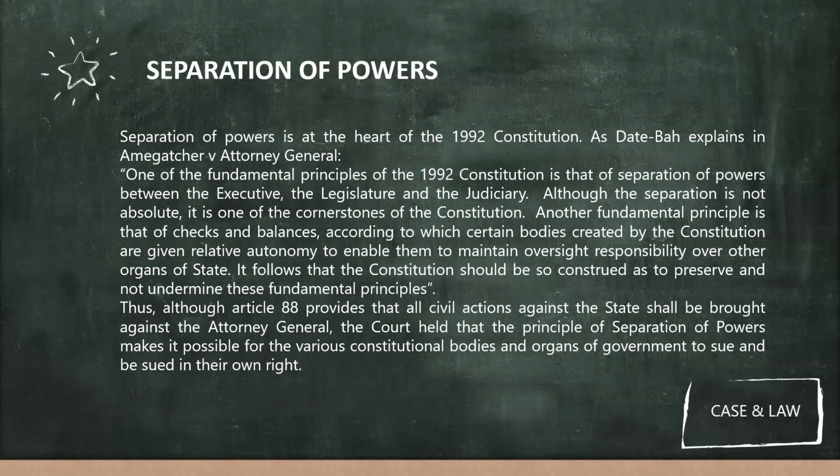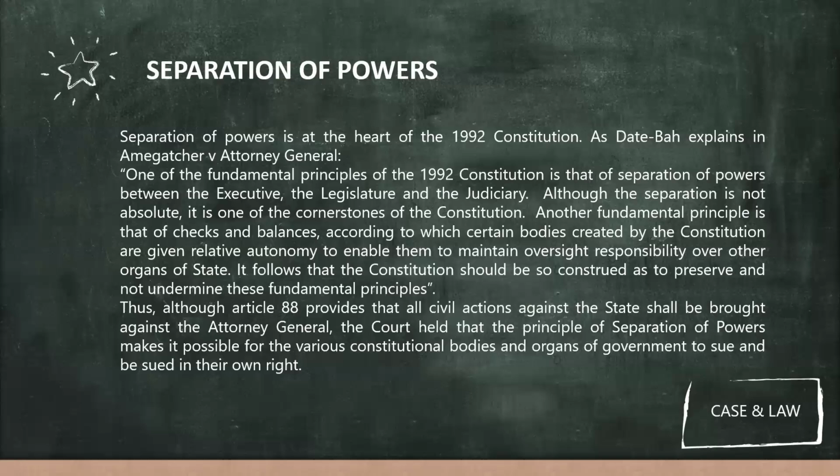And this is because the three arms of government are very interdependent. They relate to each other in their functions, and they can barely survive without the other arm of government. So there are checks and balances placed in the 1992 Constitution to ensure that these arms of government are doing what is expected of them. Good.